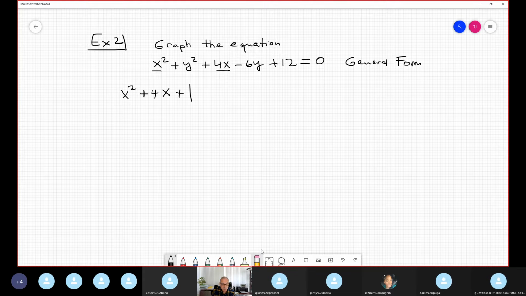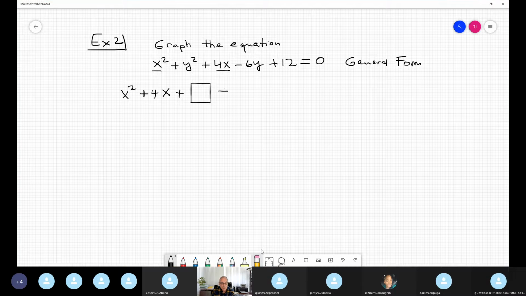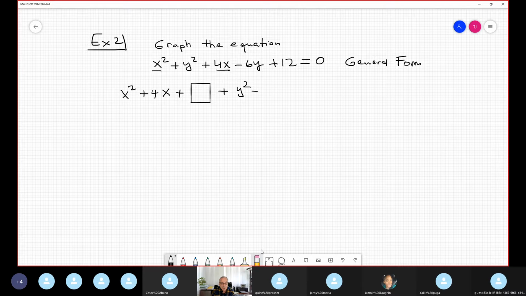And you put a box. Inside the box, we have the magic number that completes the square of this trinomial. And you group now the y part. The y part is y squared minus 6y plus another box, because we need to complete the trinomial in the x part and in the y part.